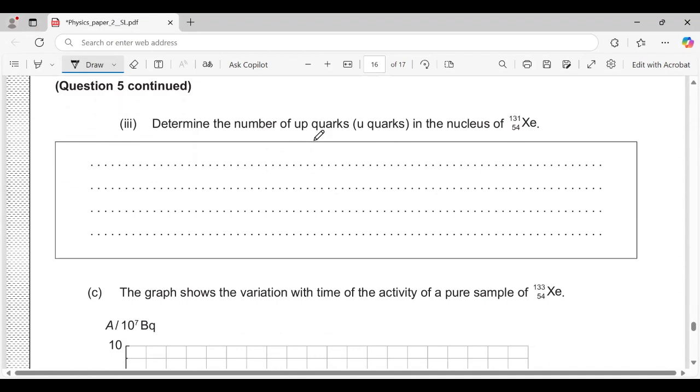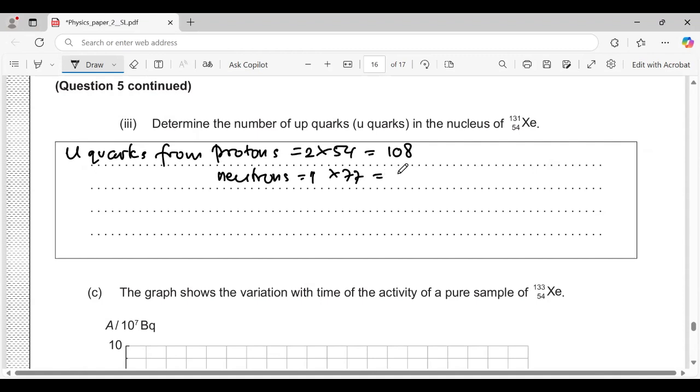Determine the number of up quarks in the nucleus of xenon 131. Up quarks from protons: 2 times 54, 108, while for neutrons, 1 times 77 equals 77, because 131 minus 54 equals 77. But the total up quarks is 108 plus 77 equals 185.